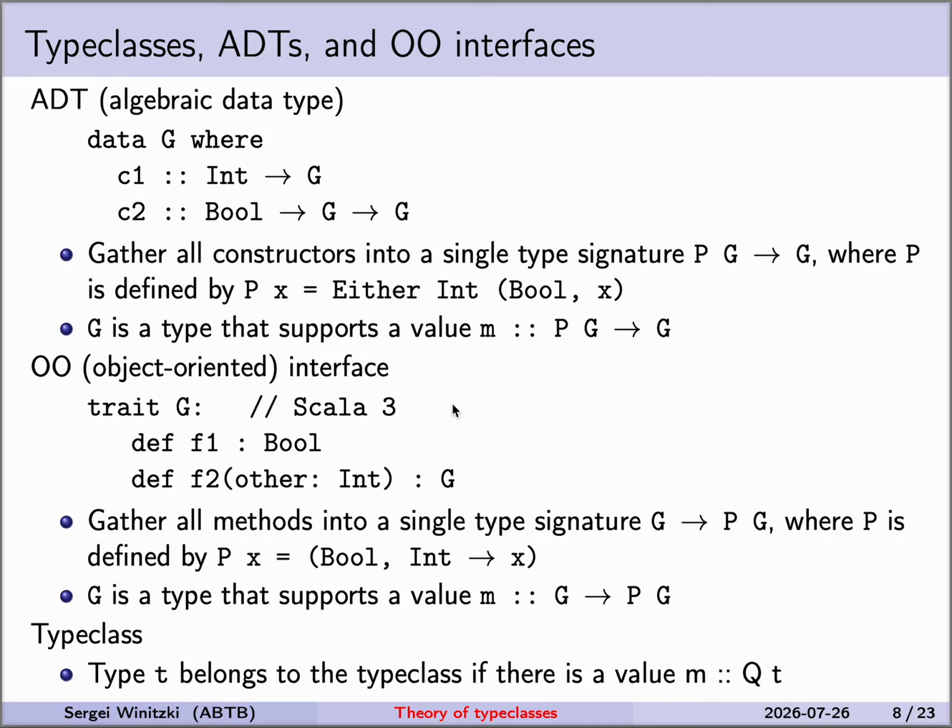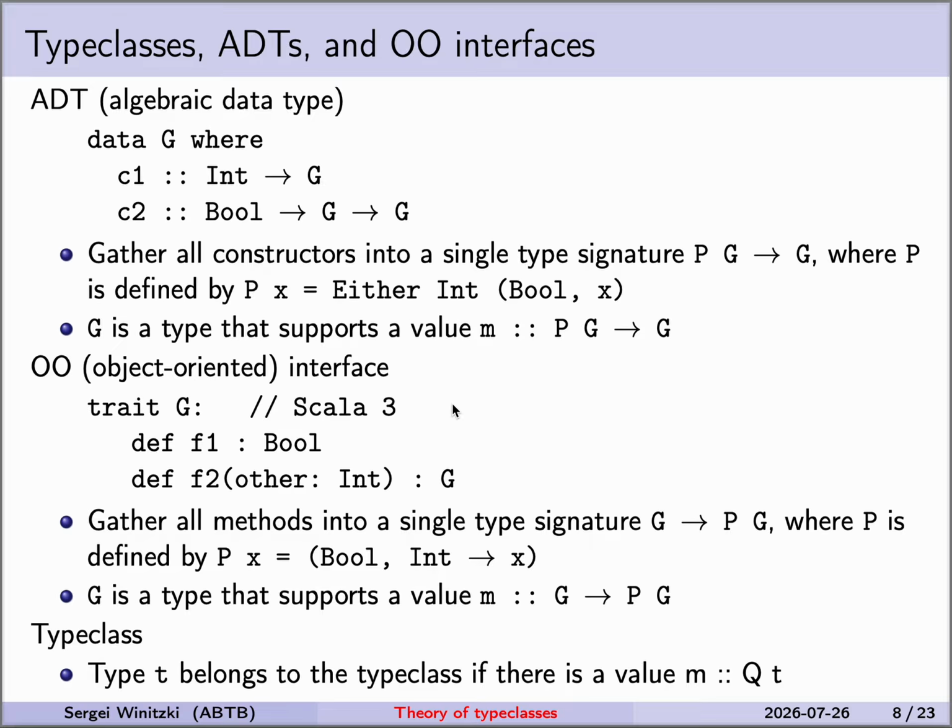At this point, it is interesting to have an overview and a little digression to look at how type classes are related to other design patterns in programming, namely algebraic data types and object-oriented interfaces. So I will just have a short digression about that right now.